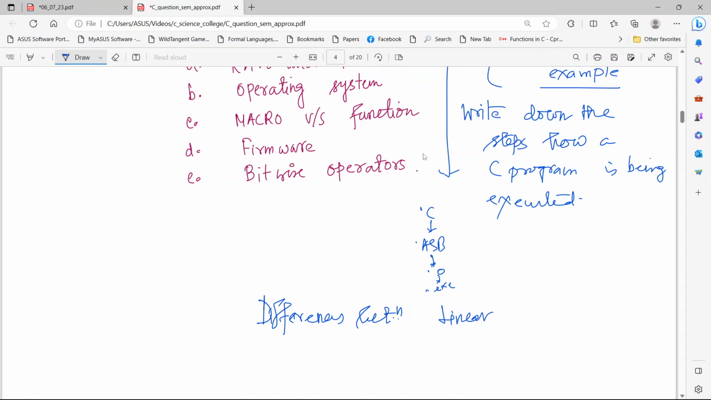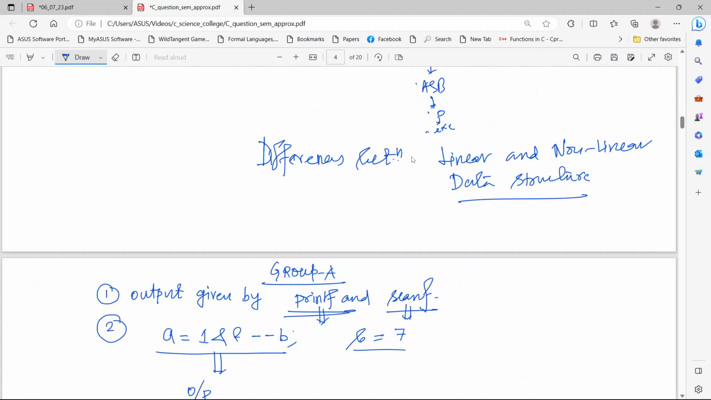And the differences between linear and non-linear data structures. That means, what do you mean by linear? Like an array, right? Linear means array or linked list. These are linear: stack, queue, whereas in non-linear there are tree and graphs.